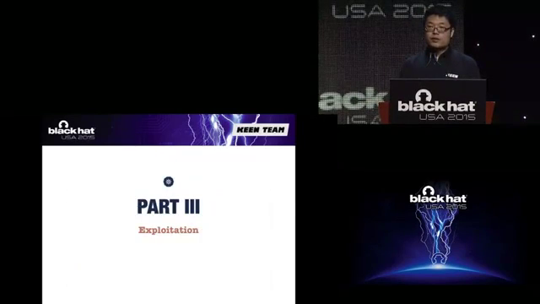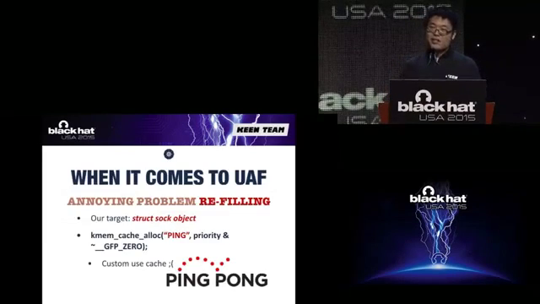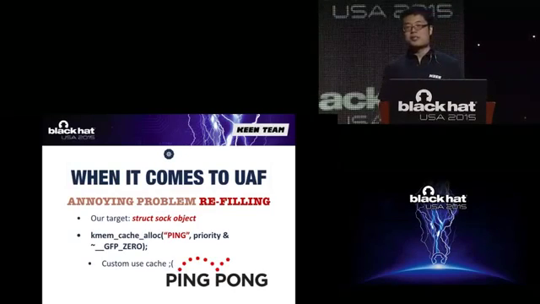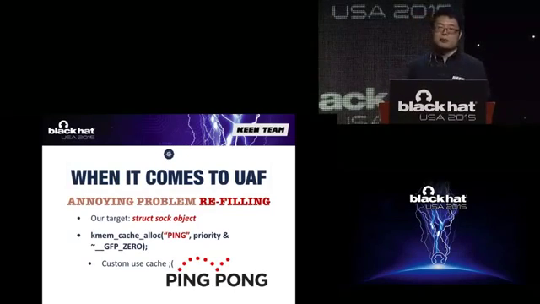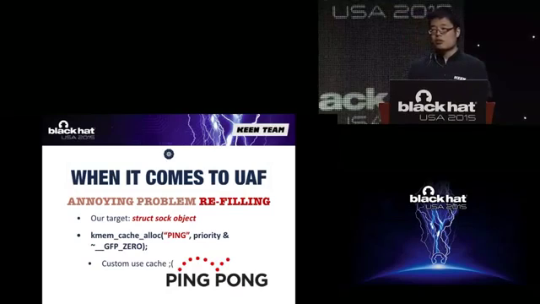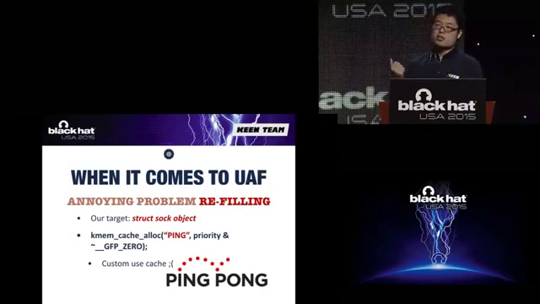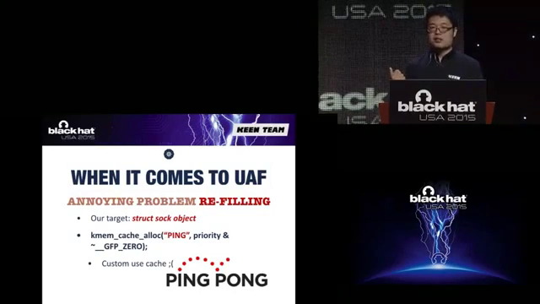So next part, I will talk about the exploitation of this vulnerability. First of all, when it comes to exploiting a use-after-free vulnerability, the most critical and annoying problem is the refilling. We must have control of the freed vulnerable object. That's critical. This time, our target is this structure socket object in the kernel, and disappointingly, it is allocated in a custom slab cache named ping.